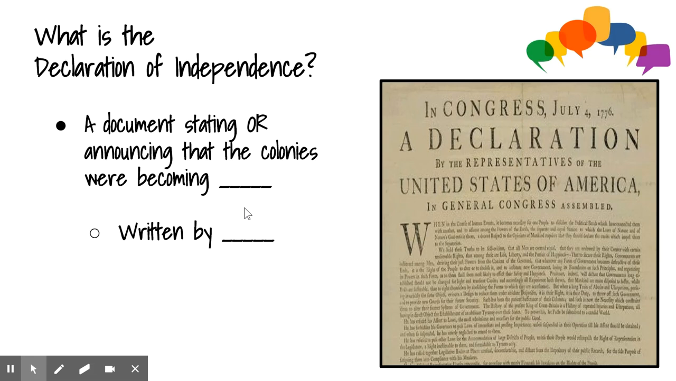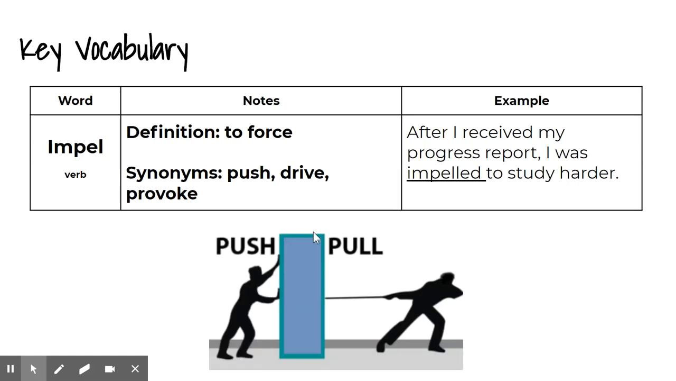They were no longer going to answer to England. As you studied earlier, this document was written by Thomas Jefferson. And here's a picture of what the text looks like. Our first vocabulary word is impel.